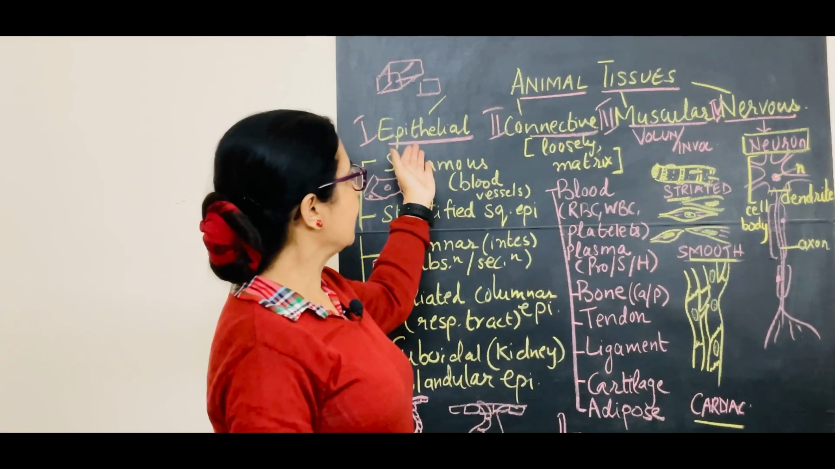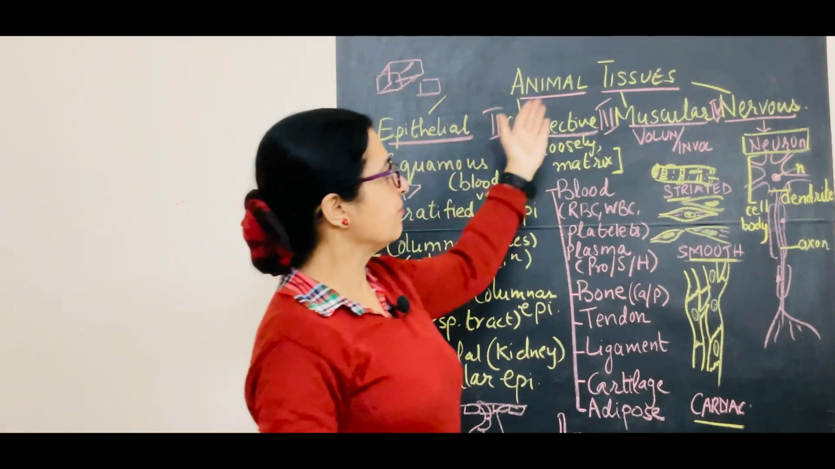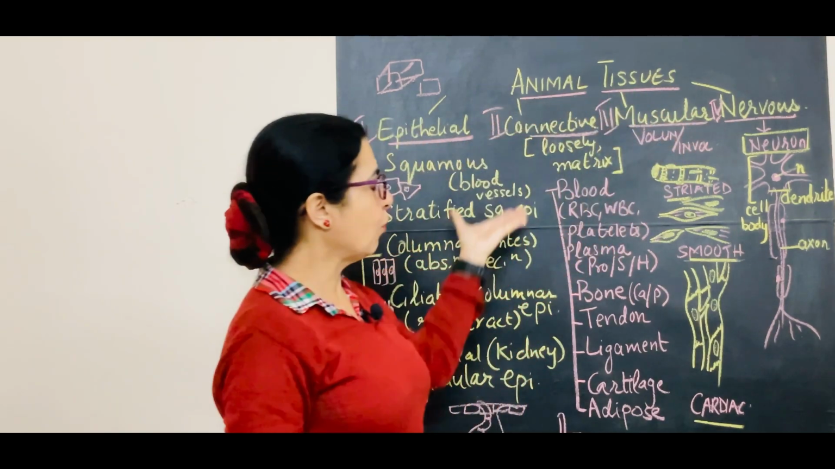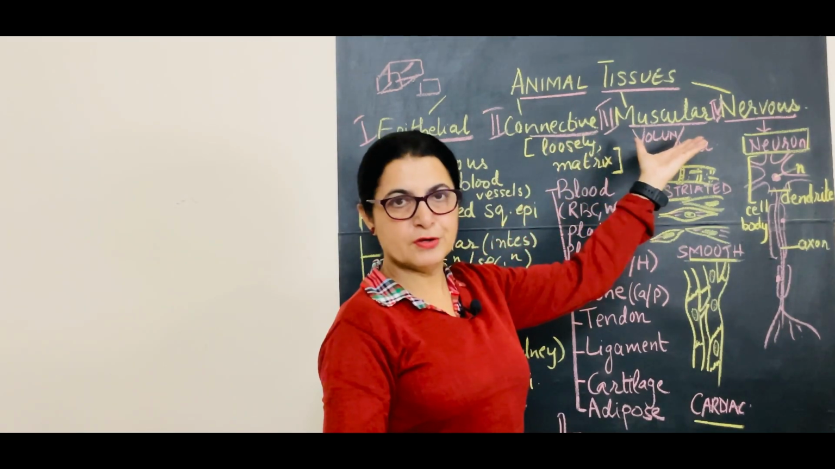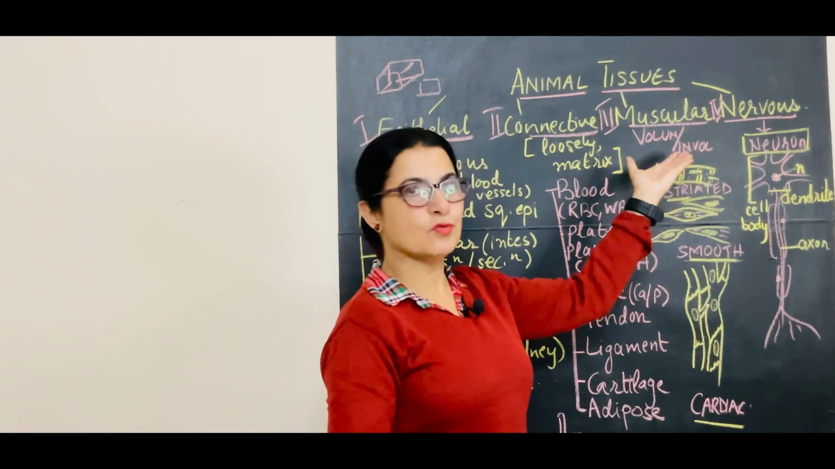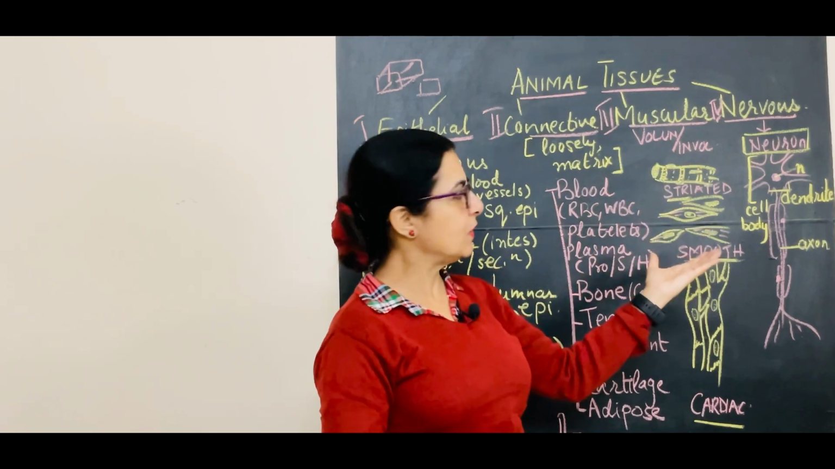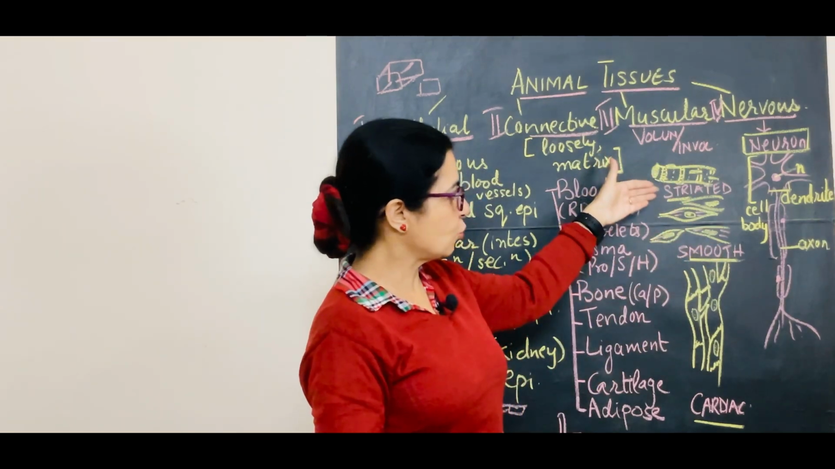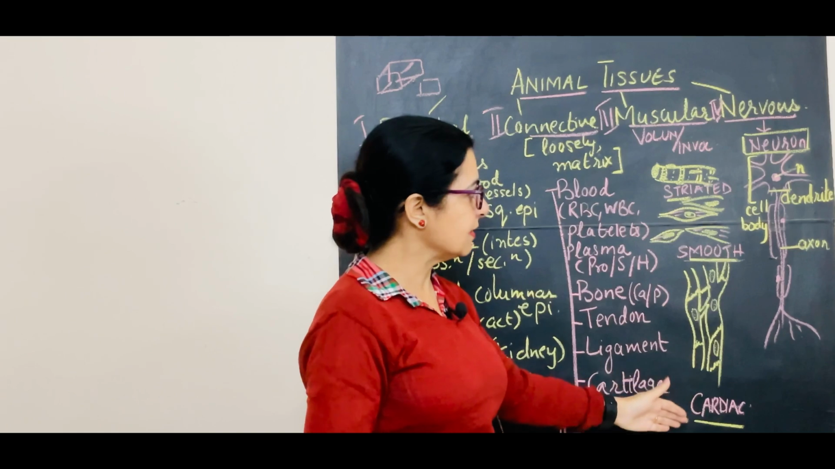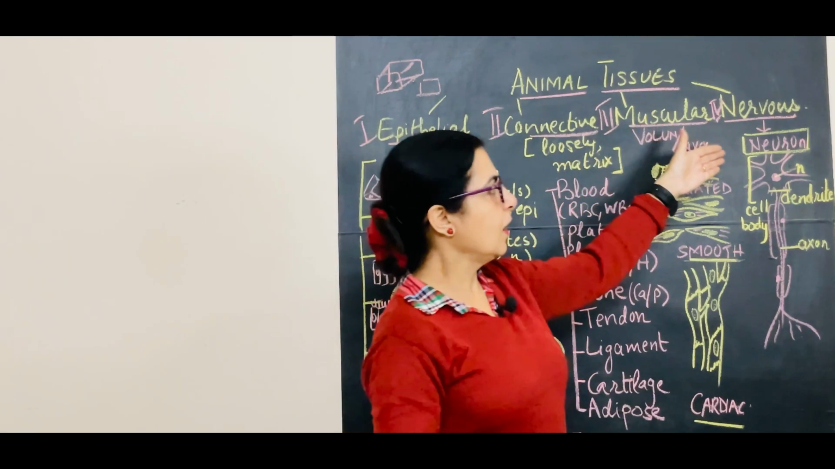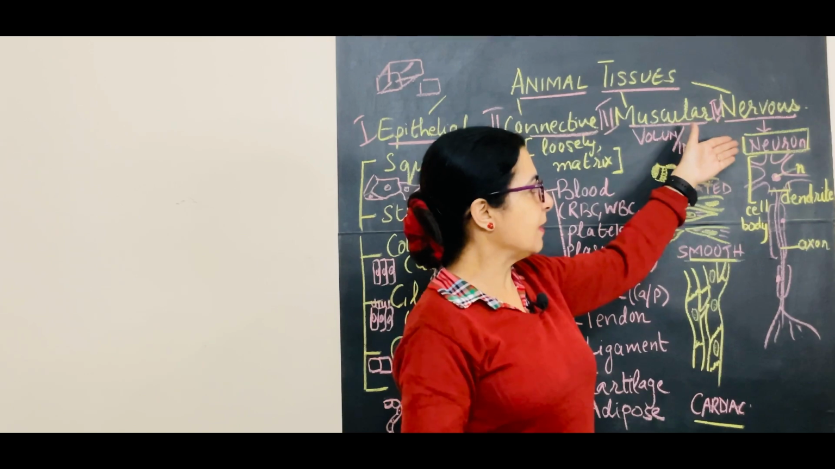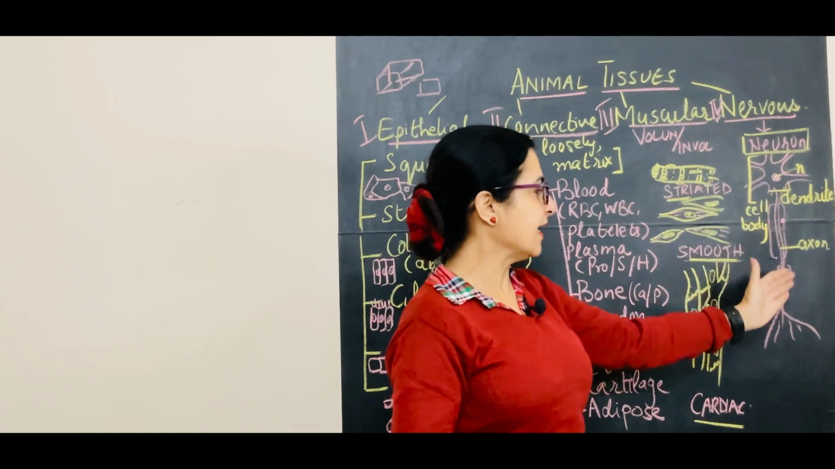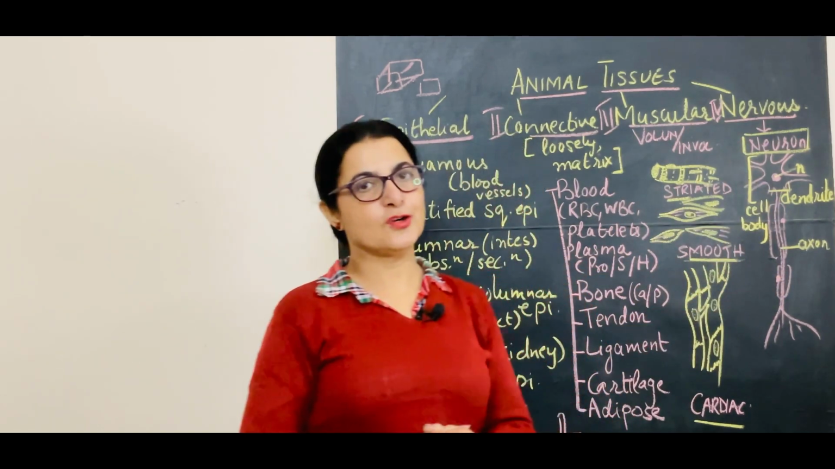Now there are 4 types of the animal tissues: epithelial, connective, muscular and nervous. This we have already revised, and the muscular tissue brings about the movement of the various organs. If it is outside, it is known as voluntary, otherwise it is known as involuntary. There are 3 types, that is the striated, the smooth and the cardiac. And then we have the neuron, which is a nerve cell which is making the nervous tissue, and it is made up of the dendrites, it is made up of the axon, and this completes your chapter.